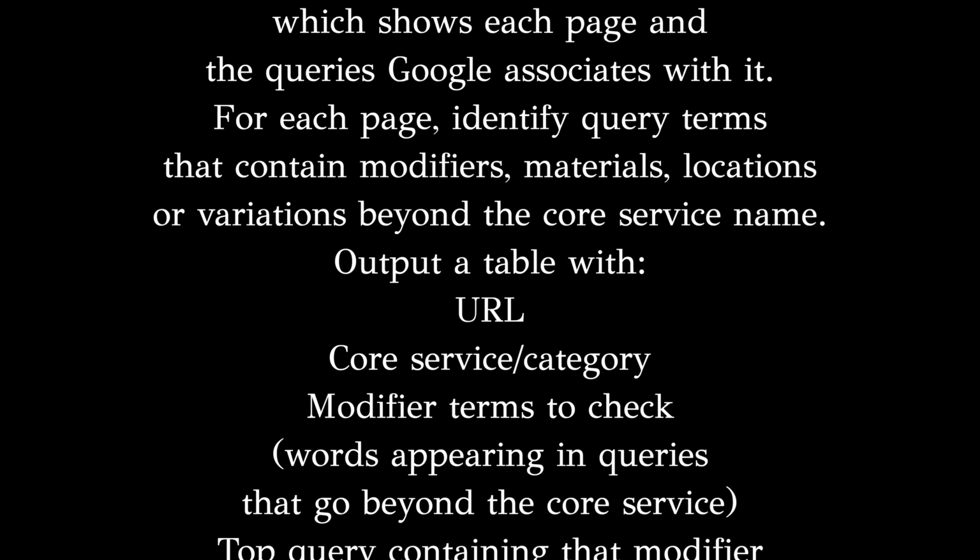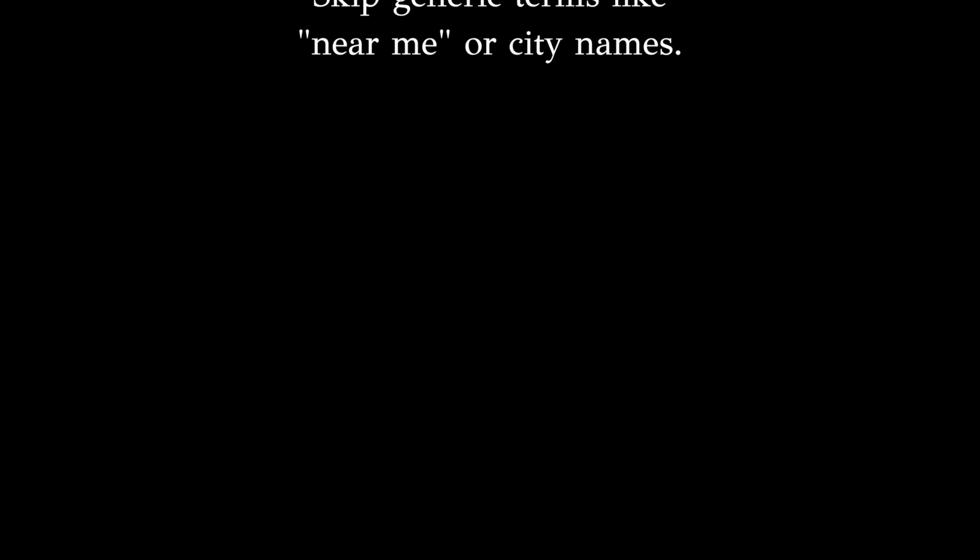This prompt is going to guess because we don't want to spend the time to pull content for every single page just yet. So instead, what we're going to do is pull every modifier worth checking. Materials like lead, copper, PVC, variations like tankless, traditional, hybrid, specific situations like emergency, same day, weekend, and that prompt is going to give you a table. Each page, the core service, and the modifier terms showing up in queries. Plus, it might give you the impression so you know which ones actually matter. And that gives us a prioritized list.